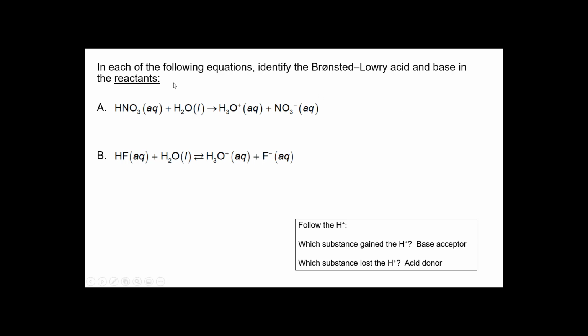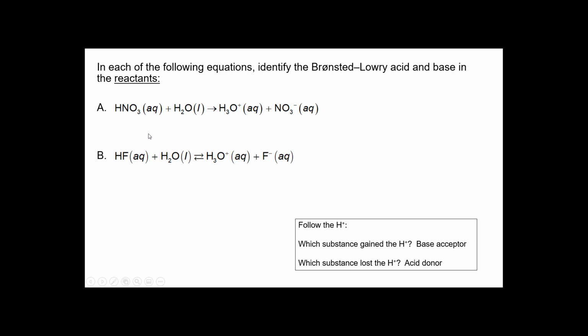So in this case, let's look at A. We can follow it, and we can see that we are producing hydronium ions. That's only got to come from water. So that means this is the base, and this is the acid, because there's nitrate. So this is nitric acid and nitrate ion. So here is the acid, and here is the water.